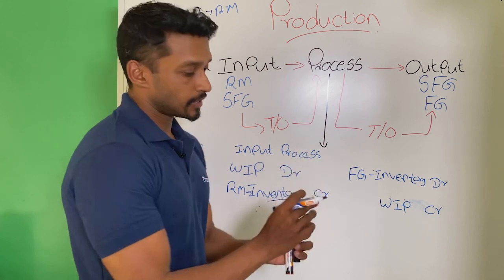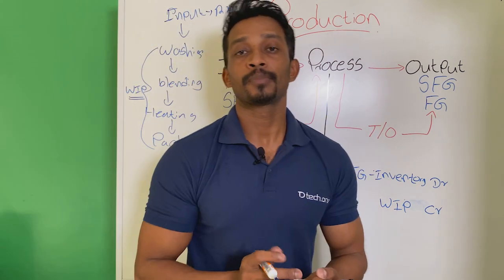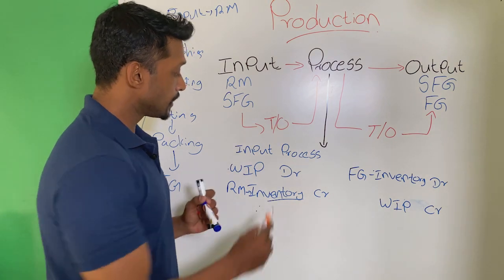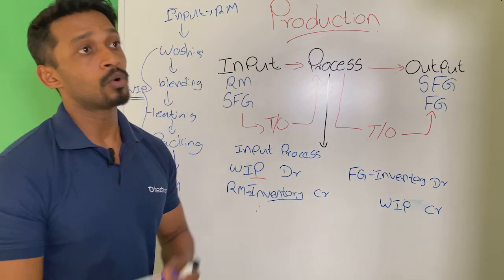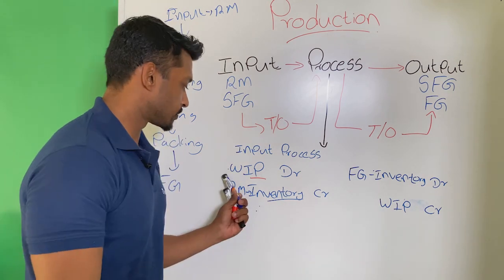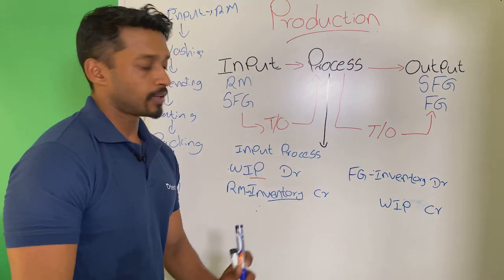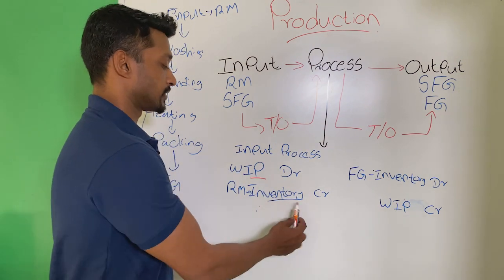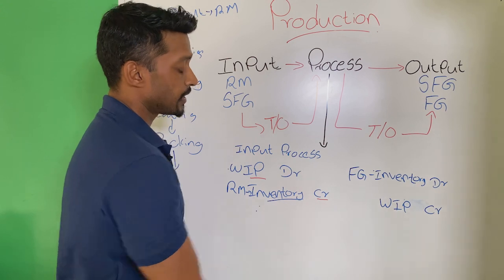First, once you issue raw material for the process, WIP gets debit, because now it's not a raw material anymore, it's in process. So WIP gets a debit, and inventory gets credit, because inventory is an asset. A decrease of an asset we have to record on the credit side.